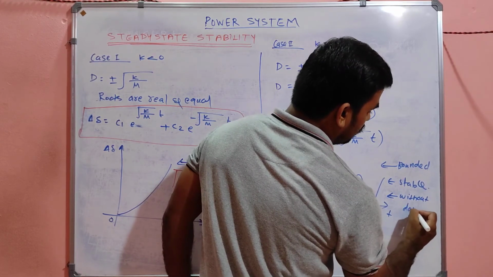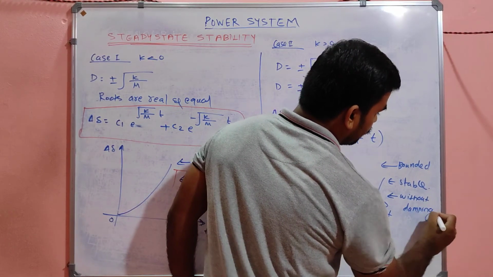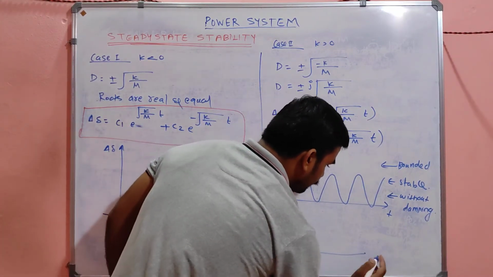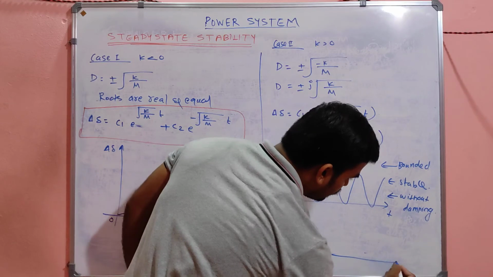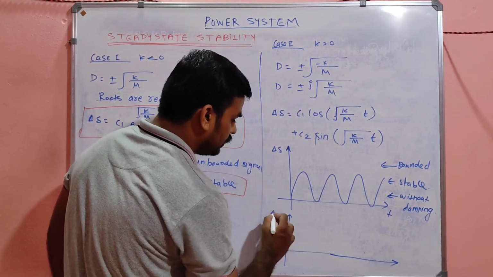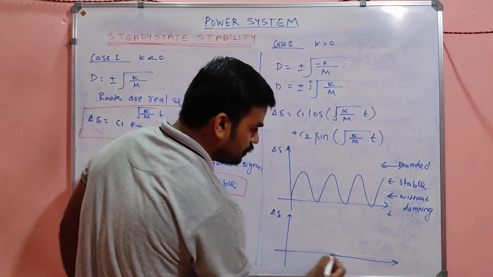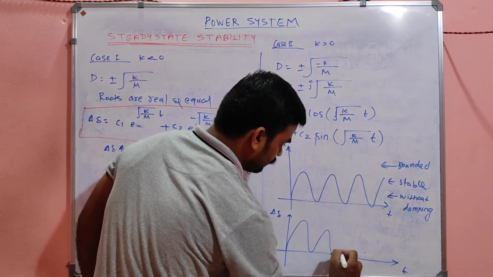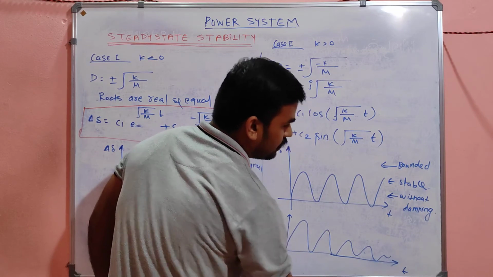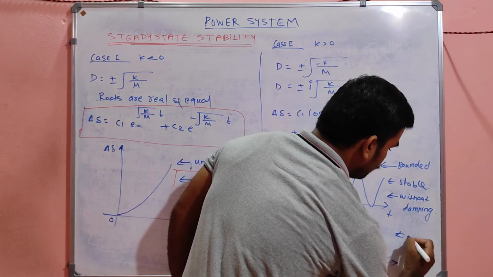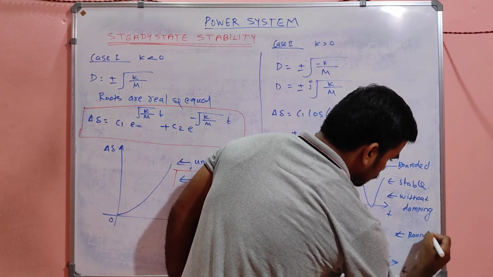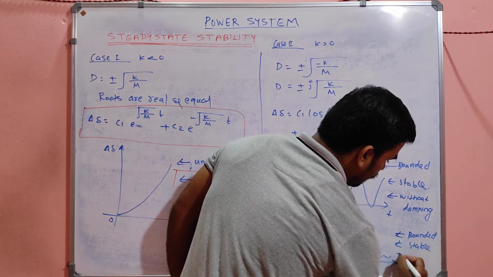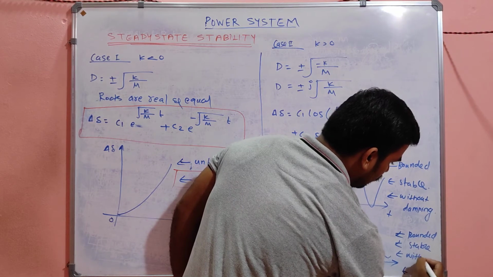Okay, and this is without damping. Is it clear? And if you are using damping to damp out the oscillation, then the system will produce some output like this, and finally it settles down. This is also bounded, this is also stable, and this is with damping.